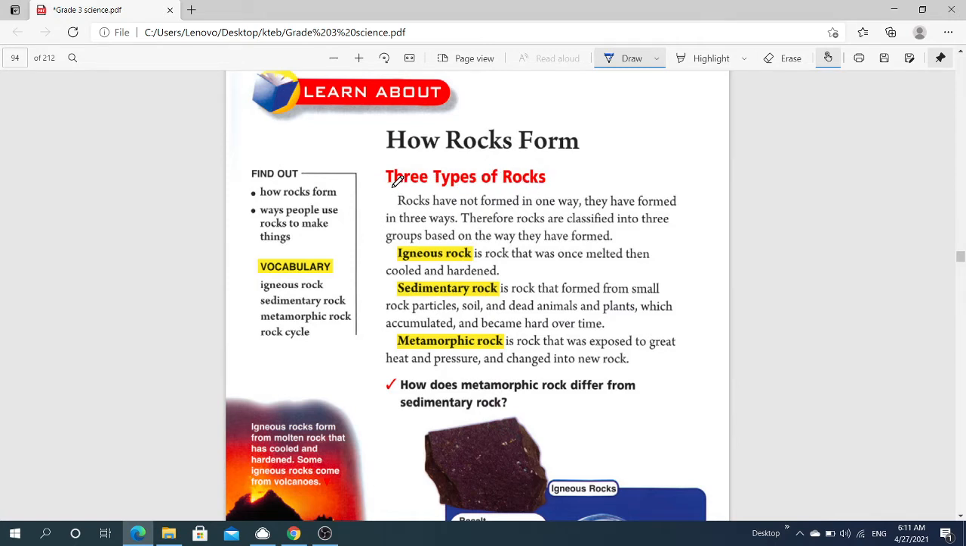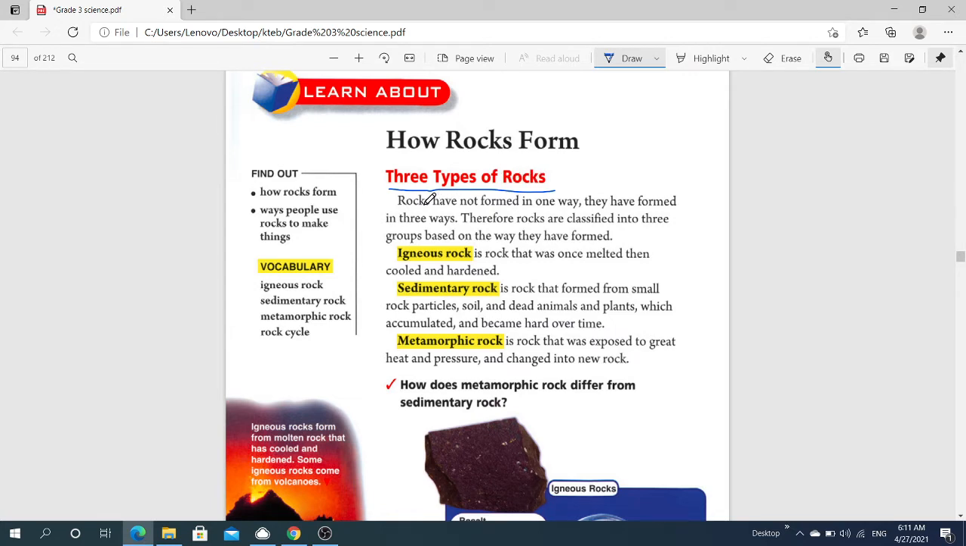How many types of rock do we have? We have three types of rock. If I ask you how many types of rock we have, you should answer this: three types of rocks.